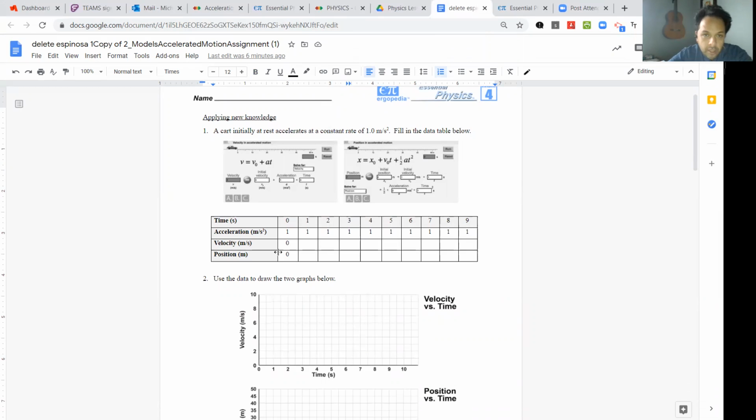Let's look at the beginning here. It says a car initially at rest accelerates at a constant rate of 1 meter per second squared. Fill in the data table below. Each second that goes by, we're going to want to calculate how far it's gone and its position, and then how fast it's going at that position. So we're going to take these two equations and fill everything in. So acceleration is 1, and then we're going to fill in the time as it goes on. So let's write this down.